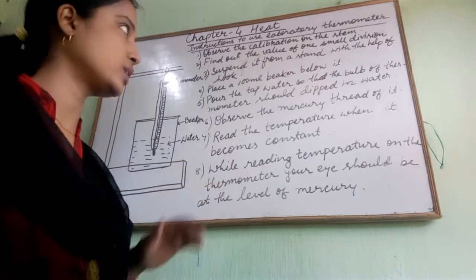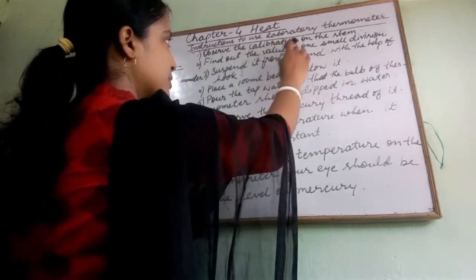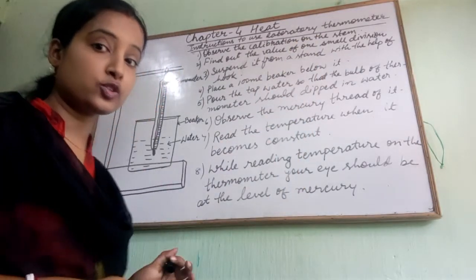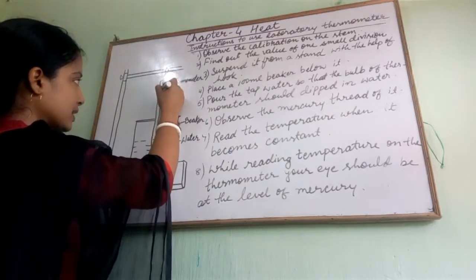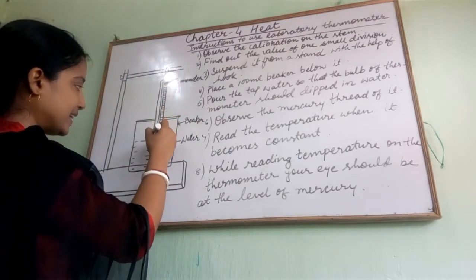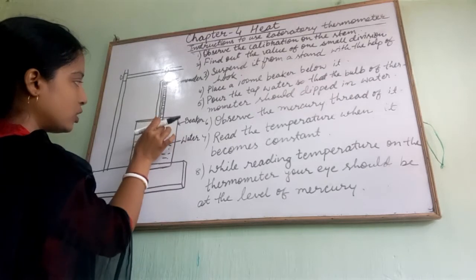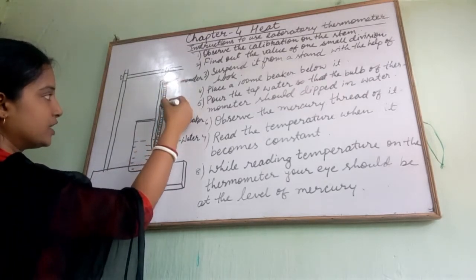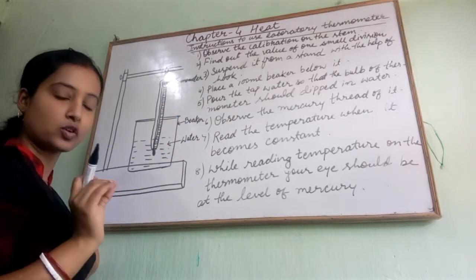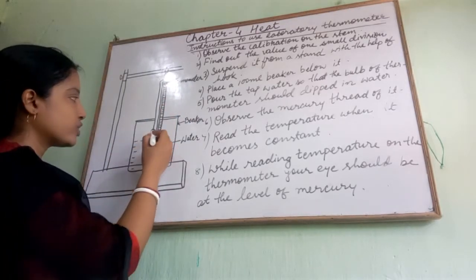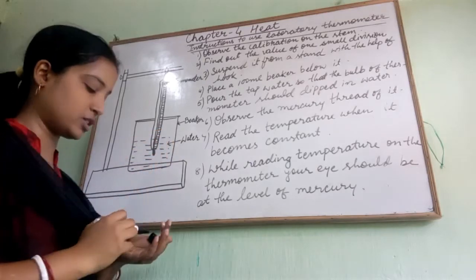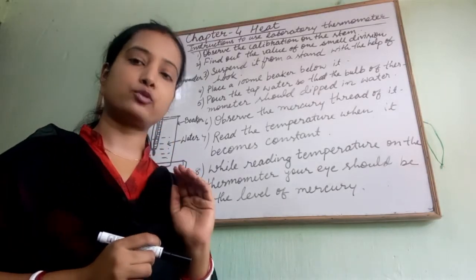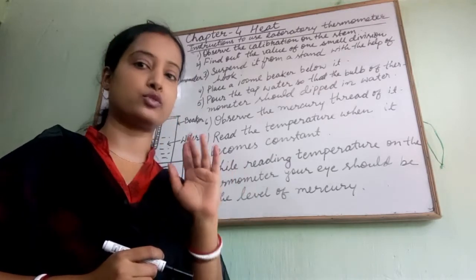What are they? The first one is observe the calibration on the stem. Which one is the stem? As I told you children, the thin capillary tube inside the glass stem. This one is the whole glass stem, and this middle capillary tube is also only the stem. So first of all we have to see the calibration of the stem, which means the level of mercury in the stem. The level of mercury we have to see first.